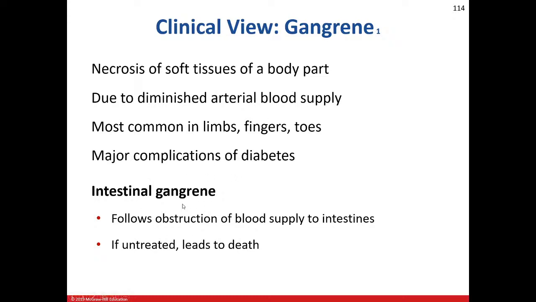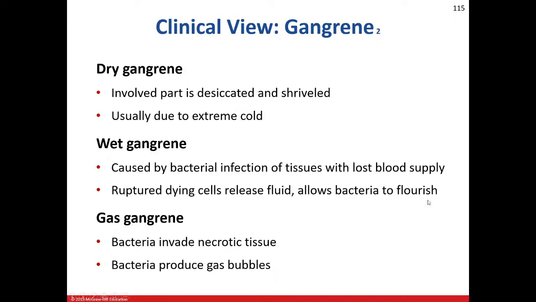All right, now intestinal gangrene follows obstruction of blood supply to the intestines, and if untreated, that will lead to death. You can also have dry gangrene, which involves desiccated and shriveled parts of the body. We usually see this in extreme cold. Wet gangrene is caused by a bacterial infection of tissues that have lost blood supply. The ruptured dying cells release fluid, which allows bacteria to flourish. And then gas gangrene involves bacteria that invade necrotic tissue or already dead tissue. The bacteria produce gas bubbles.